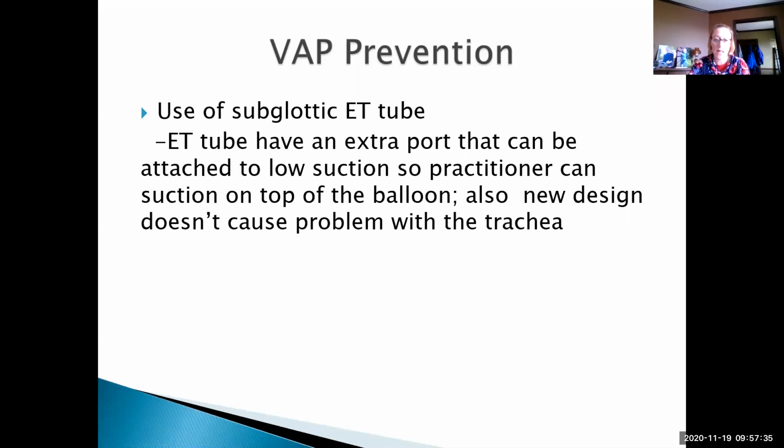Then you have the subglottic ET tube. This is a pretty common ET tube that we use now. You not only have your little port that has your cuff, your pilot balloon with it, there's also another tube that comes off of them that can be hooked up to some low suction.